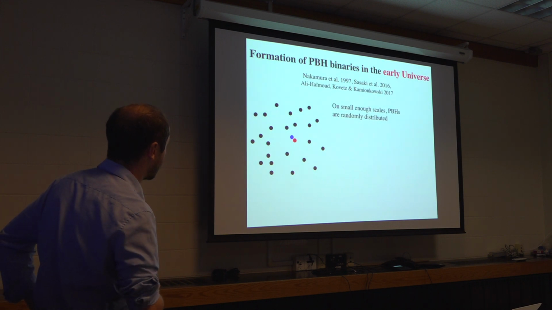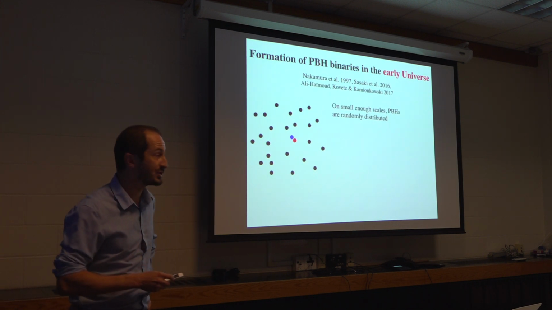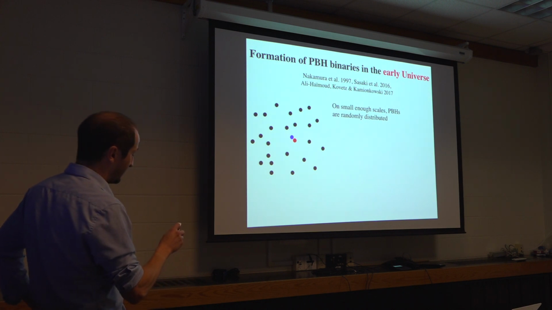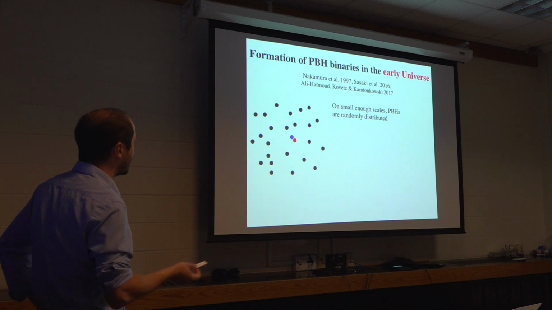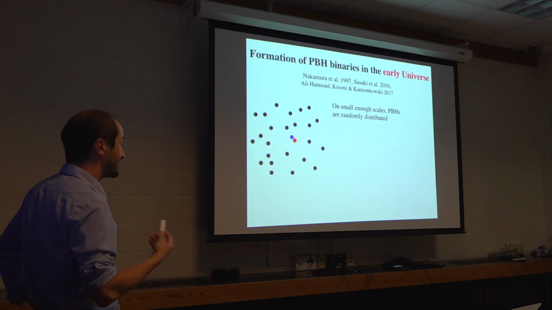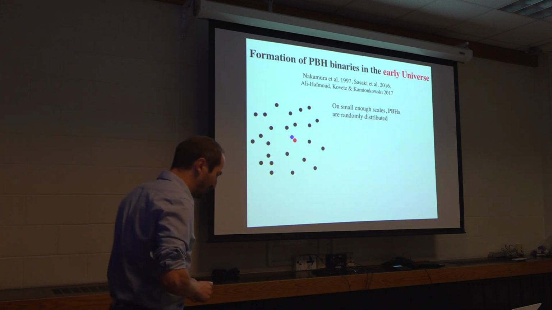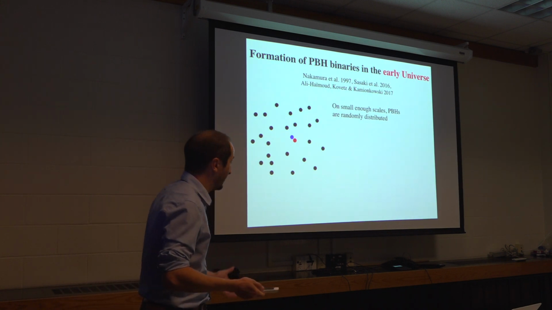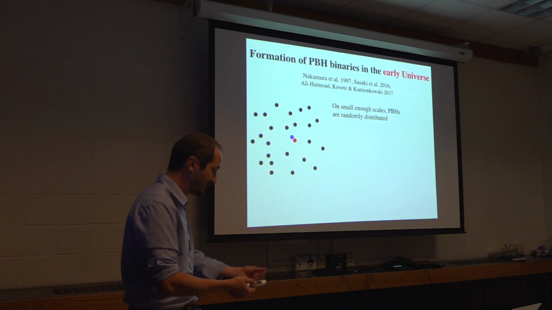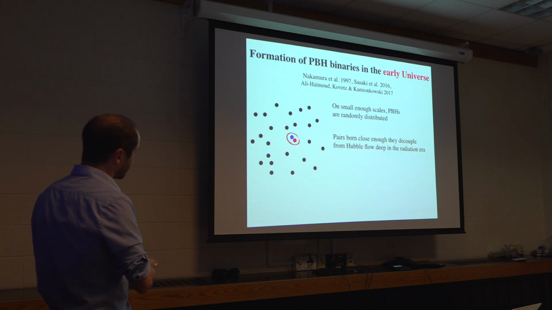There's another formation mechanism in the early universe, which is in fact much, much more efficient. And so the idea is as follows. This was put forward by Nakamura et al. in 1997. So on small enough scales, primordial black holes are essentially randomly distributed. On large scales, they must follow the perturbations of dark matter if they are to be the dark matter. But on small enough scales, because of their discrete nature, eventually they're randomly distributed.